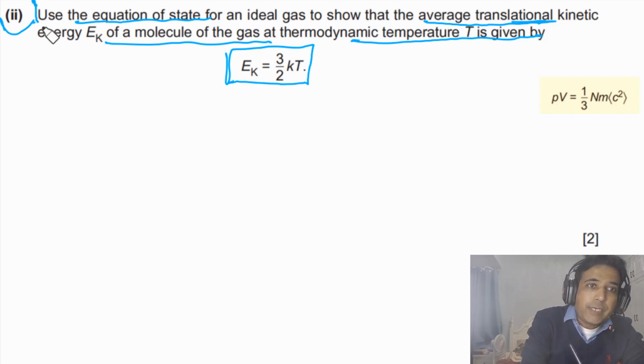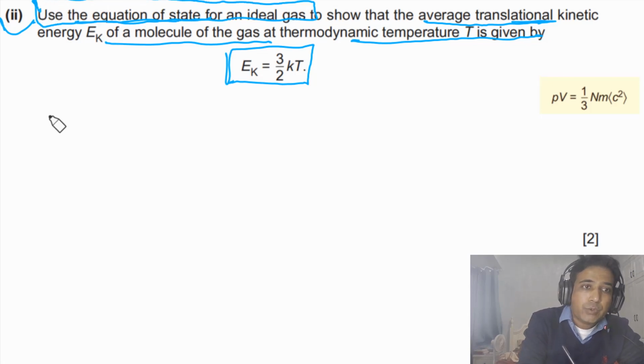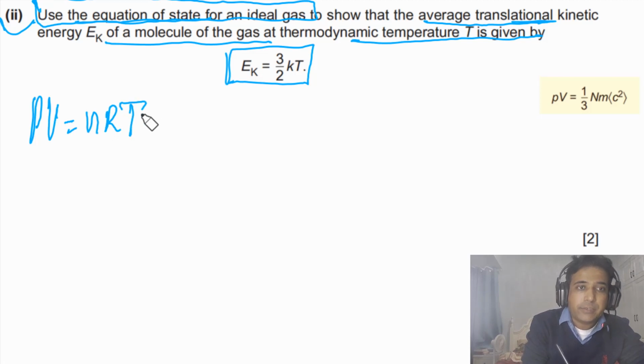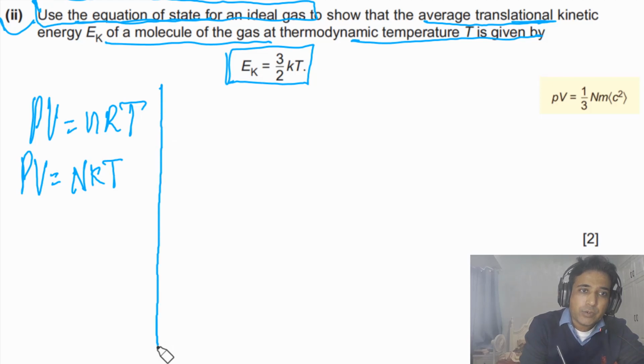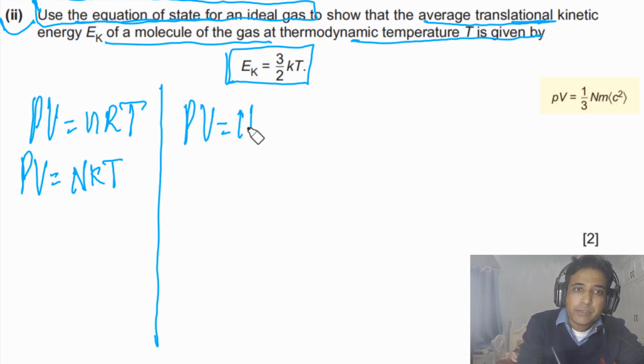So first of all, we have to use the equation of state for an ideal gas. We start with PV equal to nRT. In the final equation, we don't need the gas constant, so we can write this in a different form: PV is equal to N times k times T. So we can use the second form of this. We can write PV equal to N times k times T.